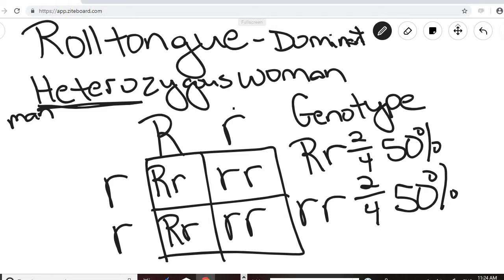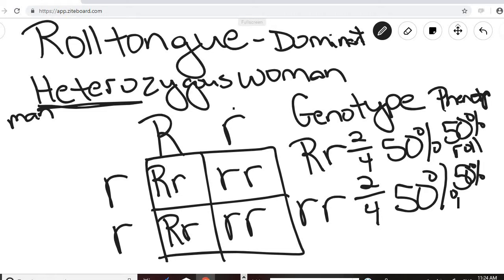So these people could roll their tongue. So the phenotype: 50% can roll their tongue, and 50% are non-tongue rollers. Okay, so does this mean that if this couple has 4 children, 50% of them will be able to roll their tongue and 50% will not?